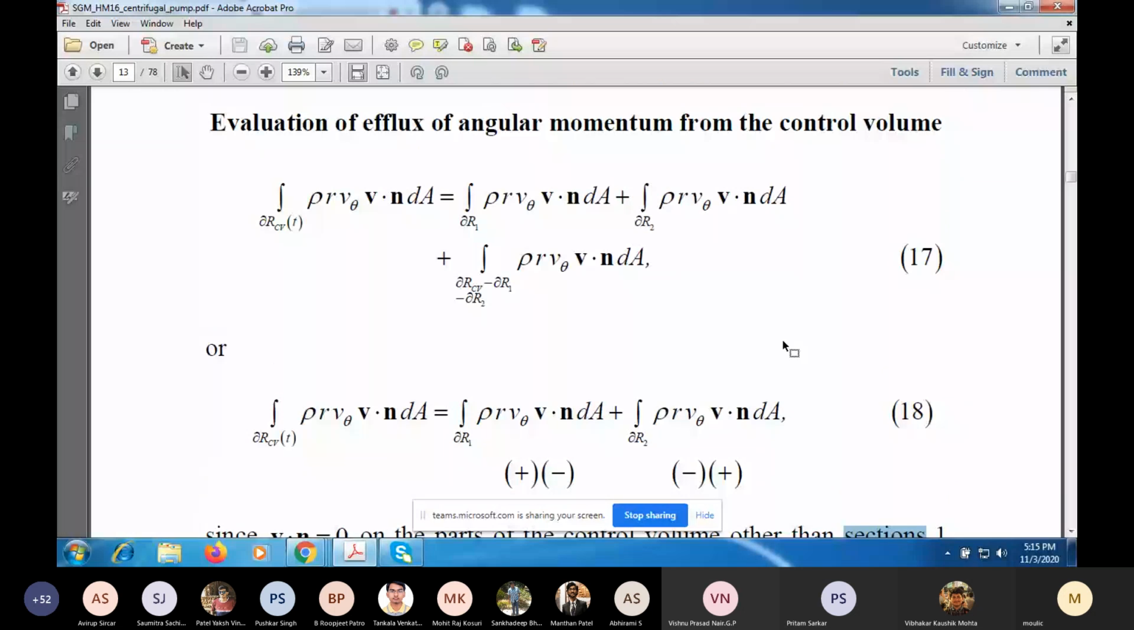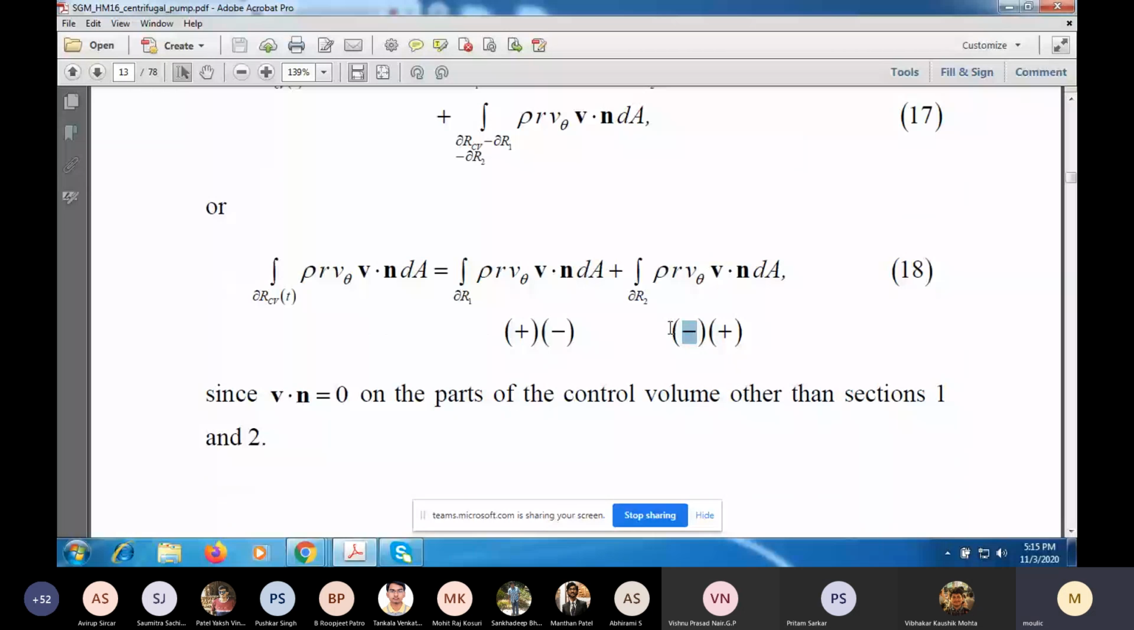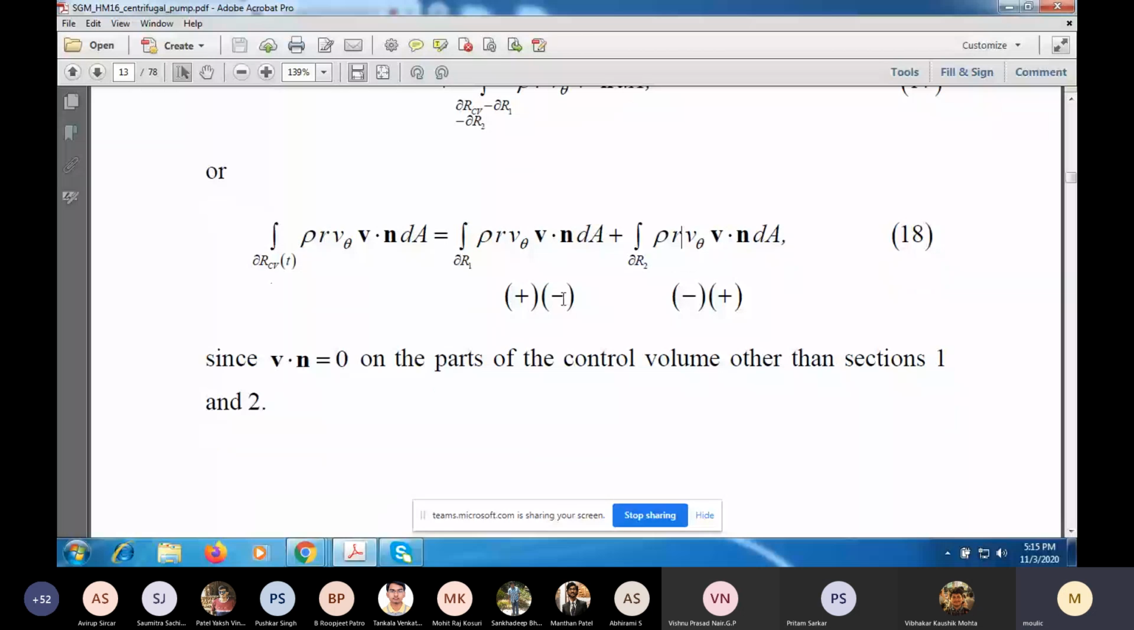So only the integral over ∂R1 will be non-zero and the integral over ∂R2 will be non-zero. And V theta is always positive, but V dot n is negative on ∂R1 and positive on ∂R2. So this also should be positive. So you will have a minus sign here and a plus sign here. Actually, I copied and pasted from another file and I forgot to change. This should be plus. I'll correct it before I send it to you.